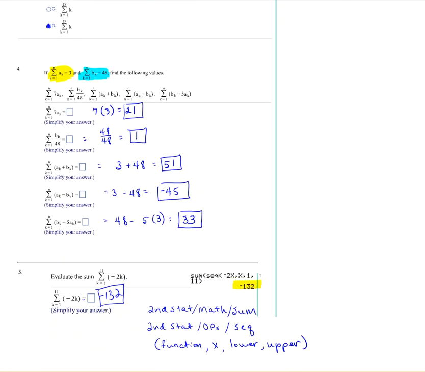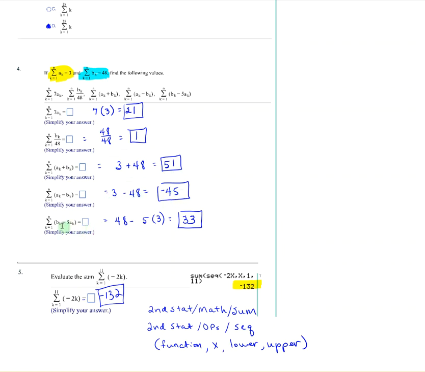Number 4. Okay, number 4, you are given 2 things. So let's see. This says if the sum of k from 1 to n of a sub k is 3, and then b sub k is 48, find the following values. So 7 times a sub k, well, we're just going to multiply 7 times the 3 that they told us. That's 21. B sub k over 48, well, we're just going to have 48 over 48. That's 1. And then a sub k plus b sub k, we can just add those numbers, get 51. If we subtract them, we get negative 45.